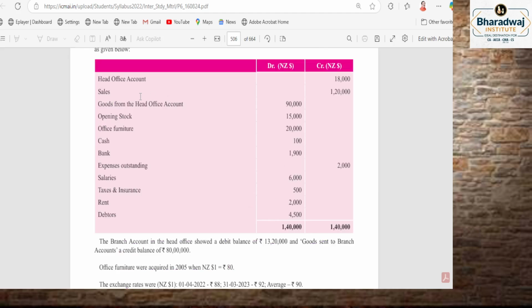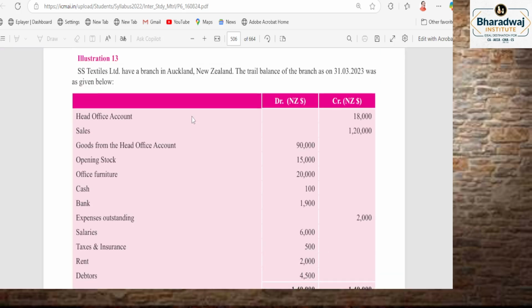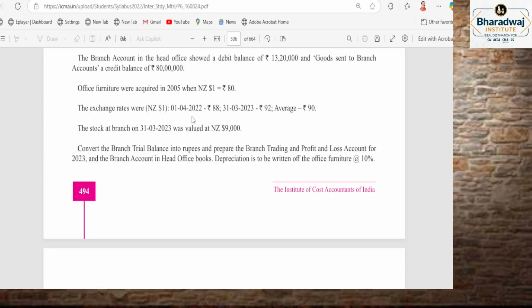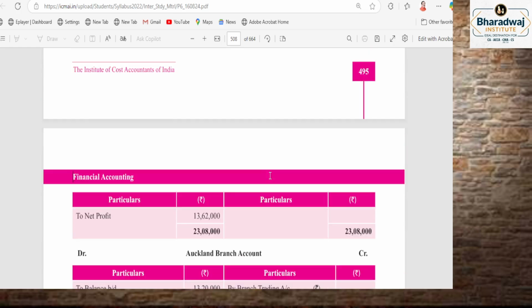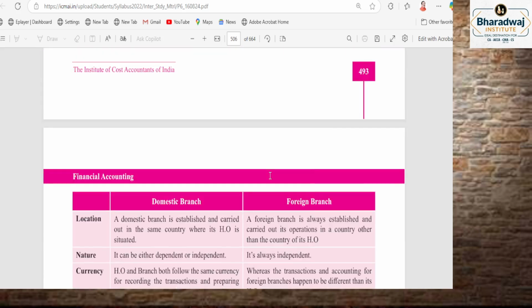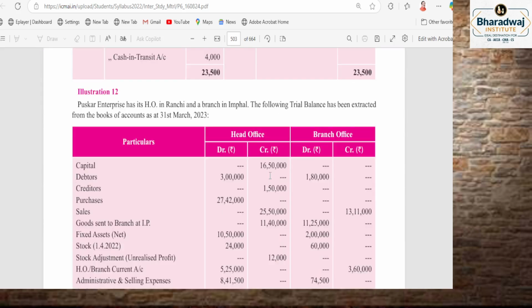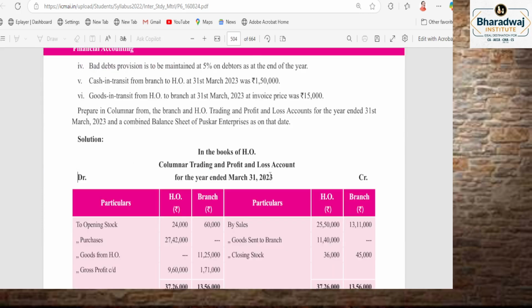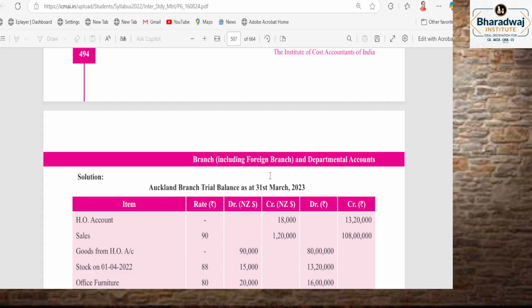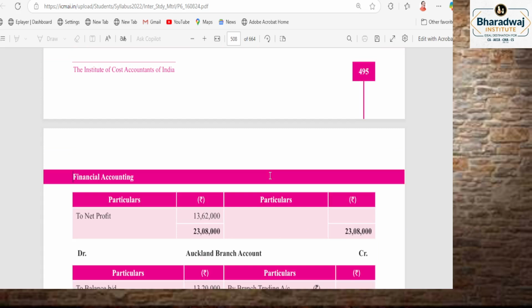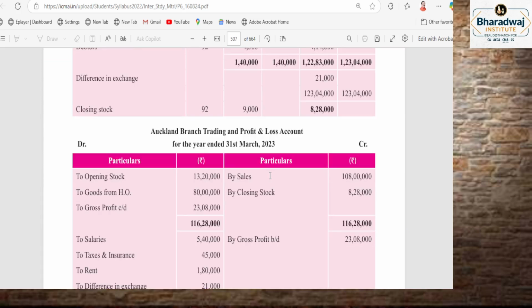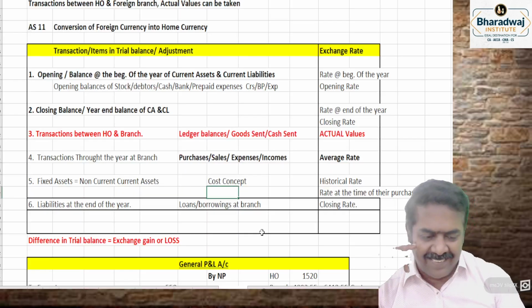The same question was given. You know, the study material question now. They have given the same question in the model test paper. The same thing. Difference in exchange how much? 21,000 they have given. Only one question they have given, and they have given it in the model test paper. Done. So this is about which accounting? Departmental accounting. Sorry, branch accounting.